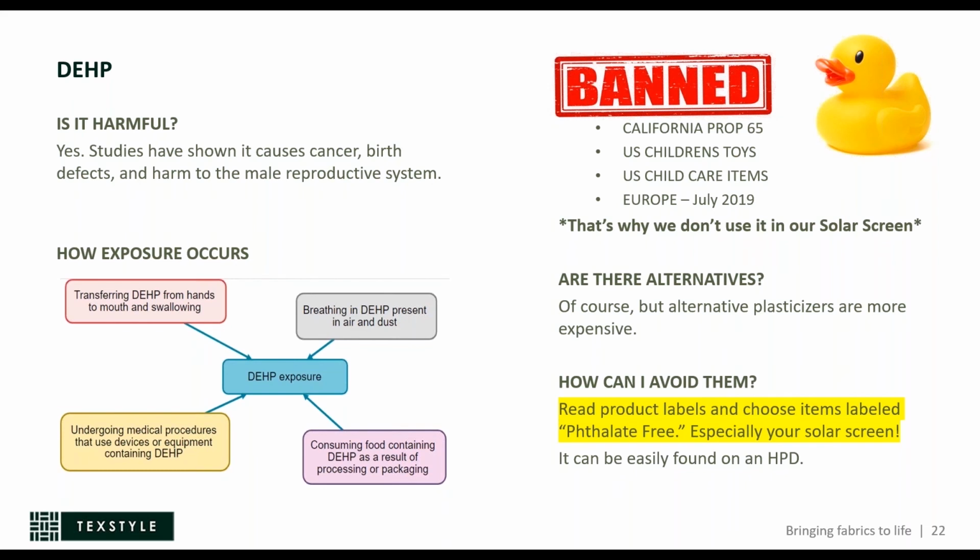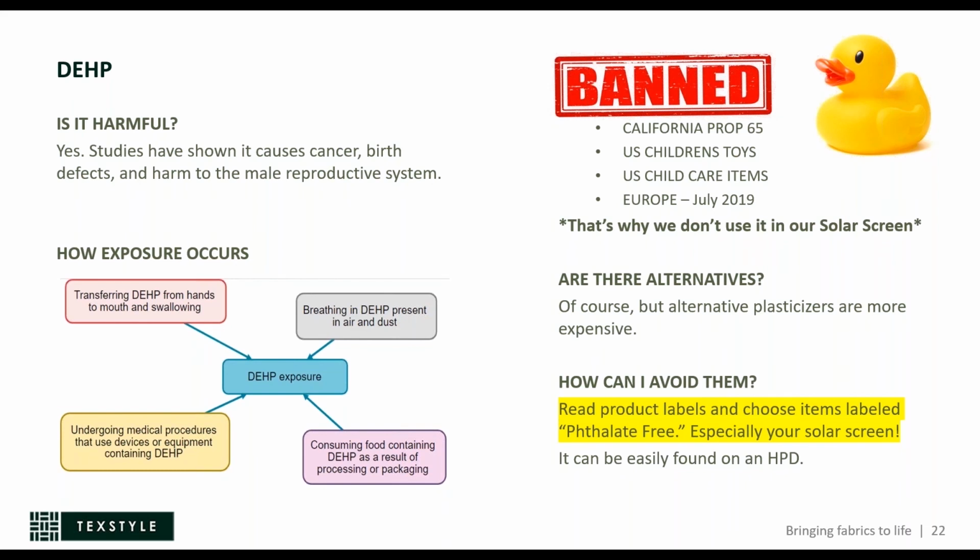But the big one is breathing in air and dust that contains DEHP. How might it get into the air? Well, one example is if your solar screen fabric contains DEHP, it will off-gas into your home or office. The phthalate DEHP has already been banned from all US children's toys and childcare items. It is banned entirely throughout Europe, but it is not banned in the US window coverings industry yet.